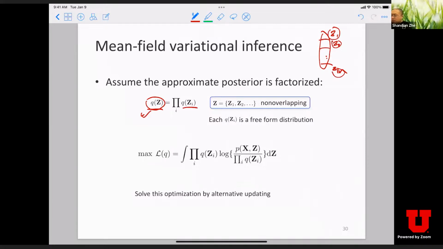And in many practical cases, people assume that Z1, Z2, Z3 are all individual elements, meaning that each variable inside this Z vector is fully independent. This, of course, is a pretty rough approximation. But interestingly, in practice, such a rough approximation often works pretty well.